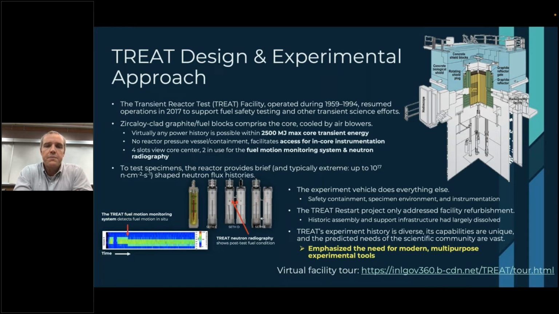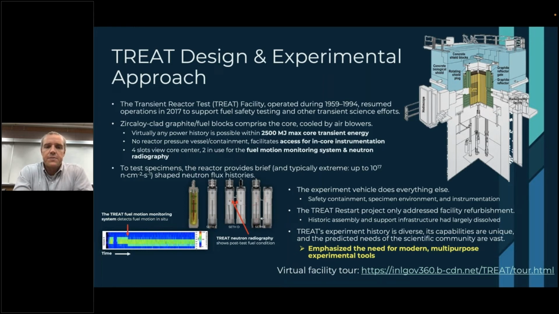You have 4 viewing slots around the core that are shown also in the diagram at the right. On the left side, you can see what we call the hodoscope or the fuel motion monitoring system. And on the right side there, you can see the TREAT neutron radiography station. And then on the other sides of the core, there's a similar access that's currently not in use.